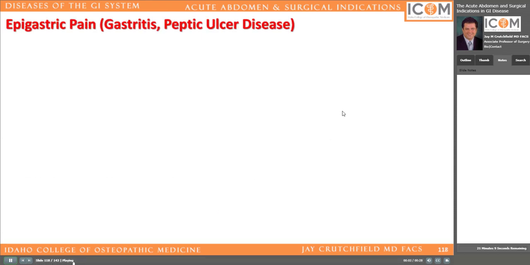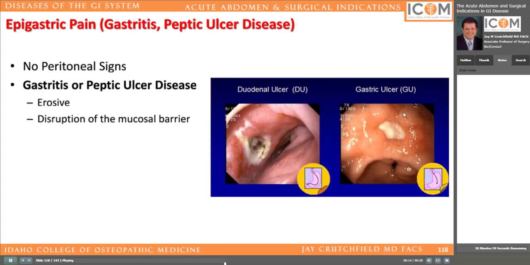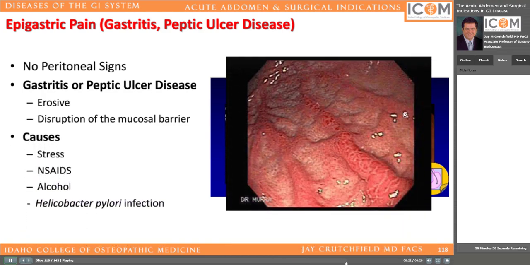Patients presenting with gastritis may complain of epigastric discomfort. They have no peritoneal signs, no guarding or rebound. The underlying gastritis can be erosive and or can be vascular, such as watermelon stomach. Causes of gastritis are many: stress, nonsteroidal medications, drinking alcohol, and Helicobacter pylori infection are all common causes.